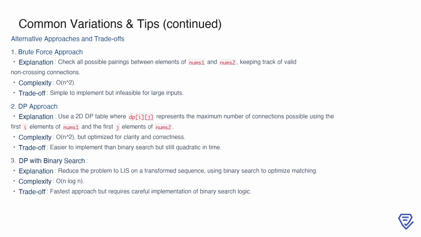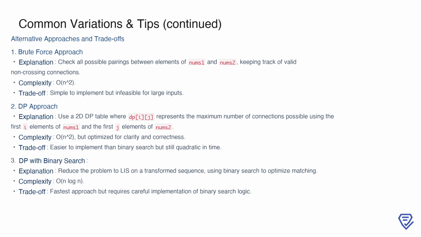There are several approaches to solving this problem, each with its own trade-offs. The brute force approach involves checking all possible pairings between the elements of nums1 and nums2 while keeping track of valid non-crossing connections. While this method is simple to implement, its n² time complexity makes it infeasible for larger inputs.